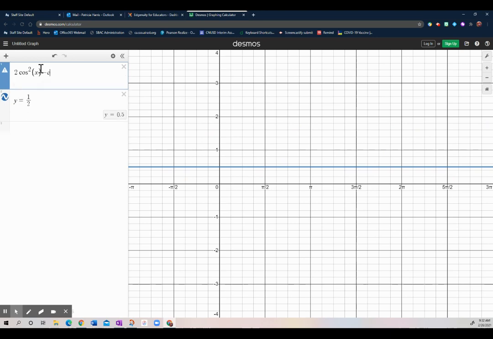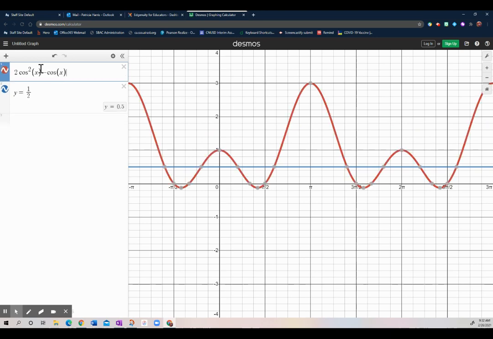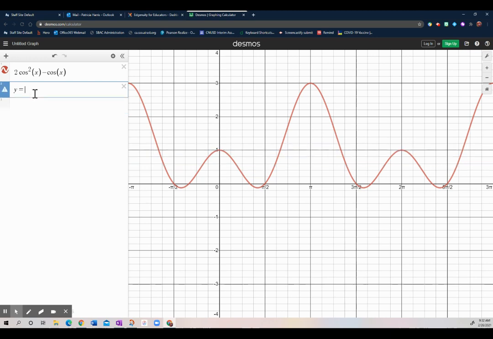Minus cosine of x. Okay, we get this weird funky looking graph. Change that to a 0. Okay, so this is an equation again. So we're looking for where the red crosses the blue.